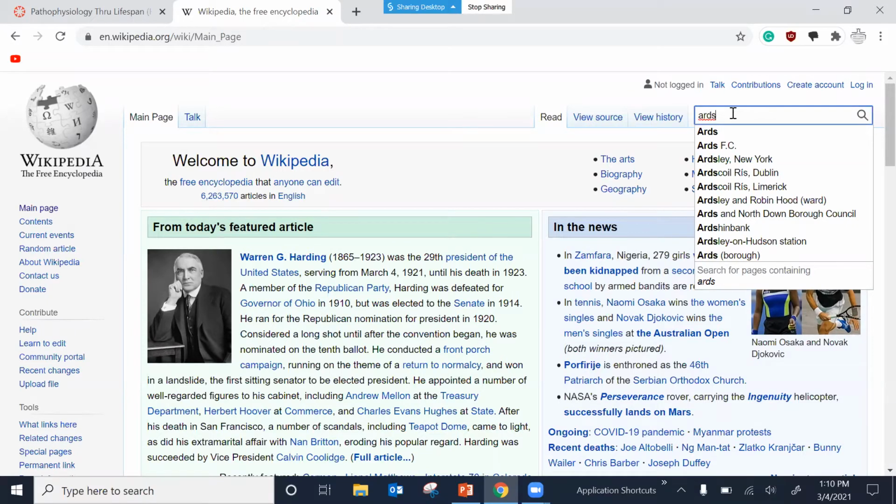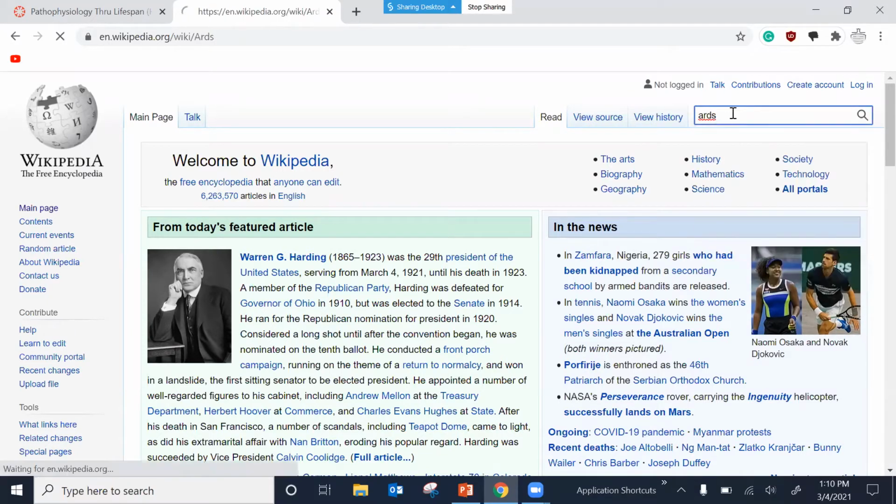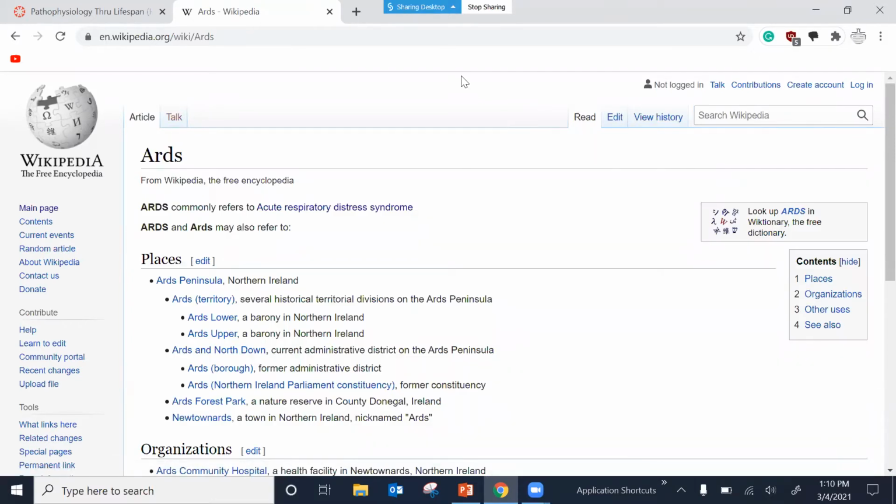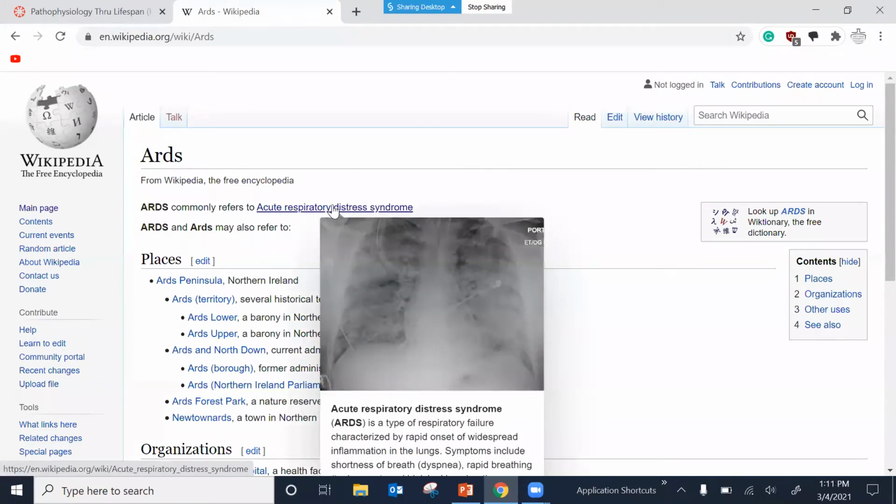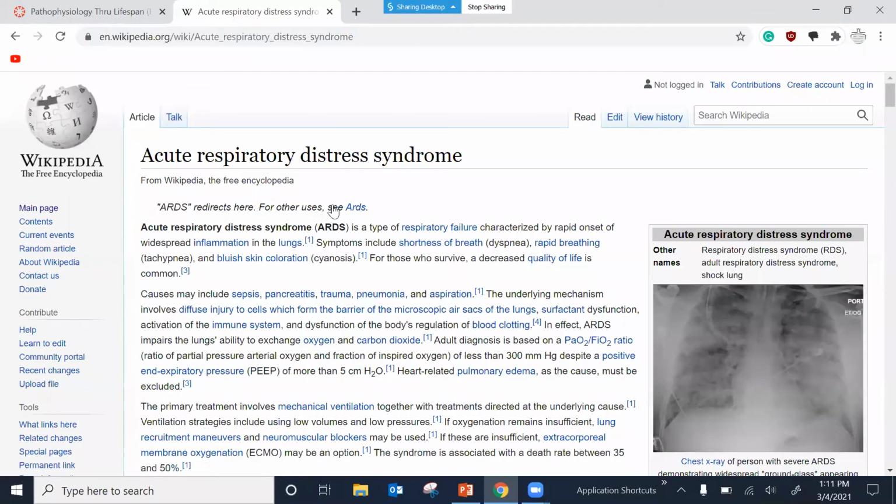So I'm going to type in ARDS into Wikipedia, the free encyclopedia. And it says there's different things that ARDS could stand for, but the very first choice, acute respiratory distress syndrome. Notice Wikipedia has it correct and your book doesn't. Your book calls it adult respiratory distress syndrome. So right there, we've already learned something. We've learned that the politically correct thing to say now is acute respiratory distress syndrome.